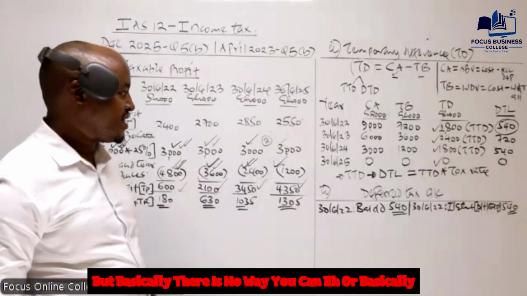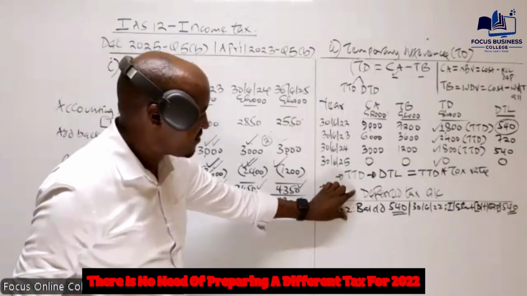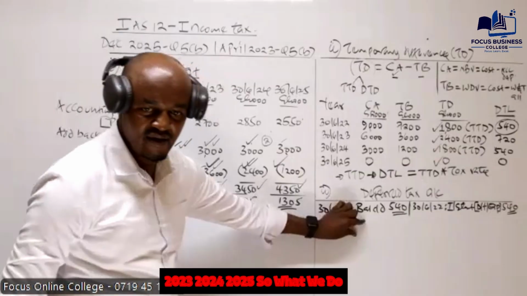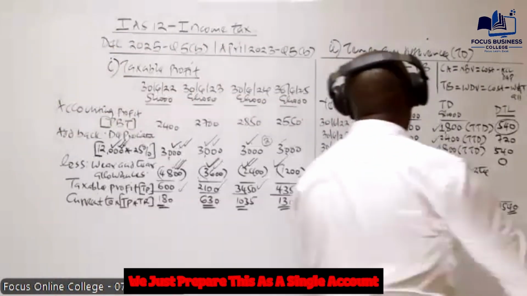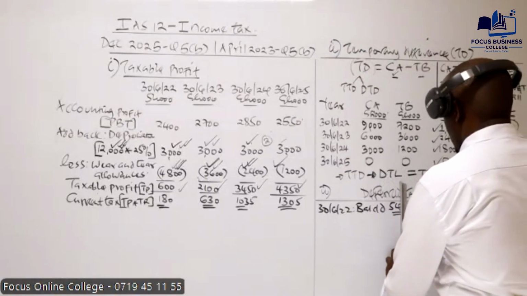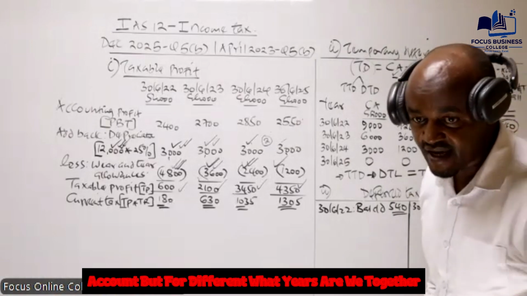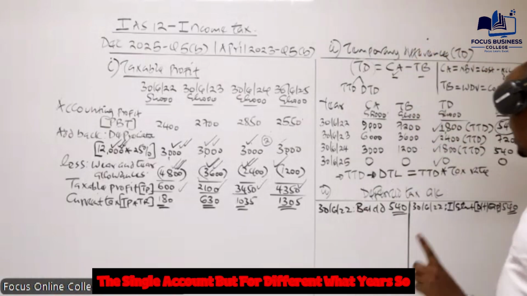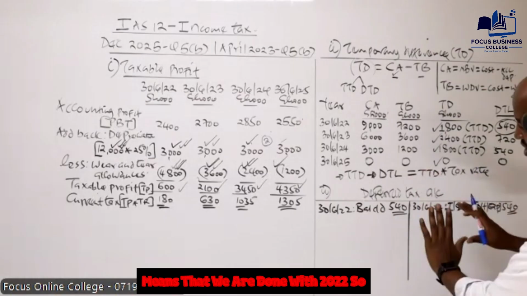Basically, there is no need of preparing a deferred tax account separately for 2022, 2023, 2024, 2025. So what we do is prepare this as a single account, but for different years. Are we together? A single account for different years. That's why you have to double underline that. It means that we are done with 2022.